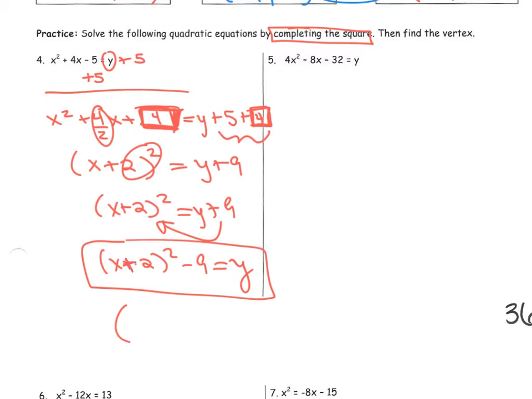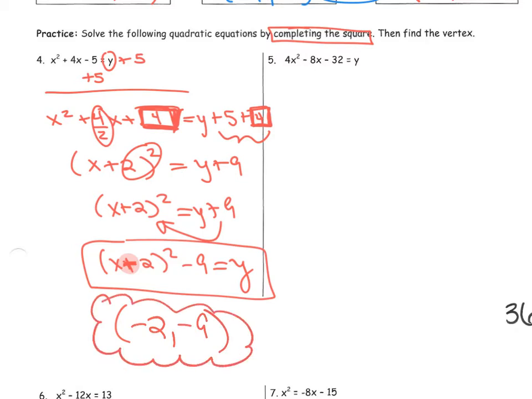Of what's inside the parentheses here. So if this is positive, we're going to take the opposite. So this is going to be -2 comma -9. So that's my vertex. Okay, so that's the old school way. That's like the way you've always been taught how to do it.